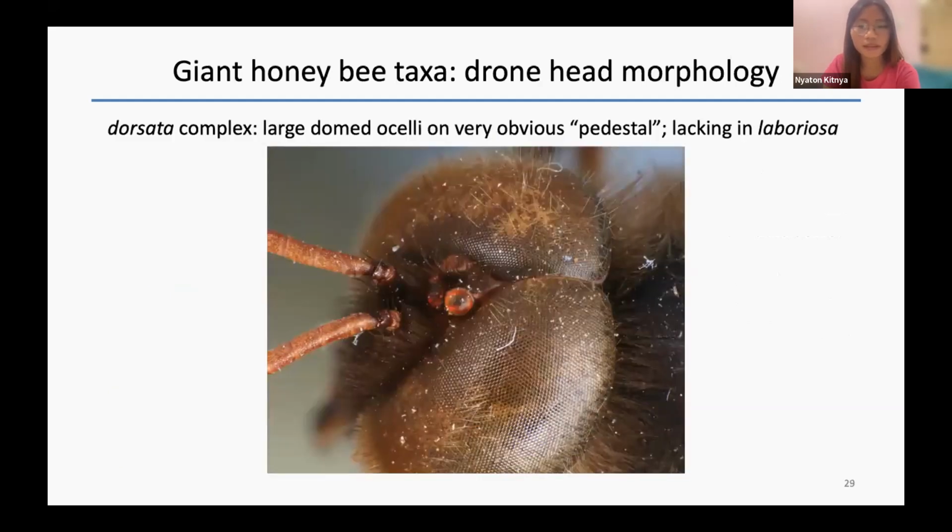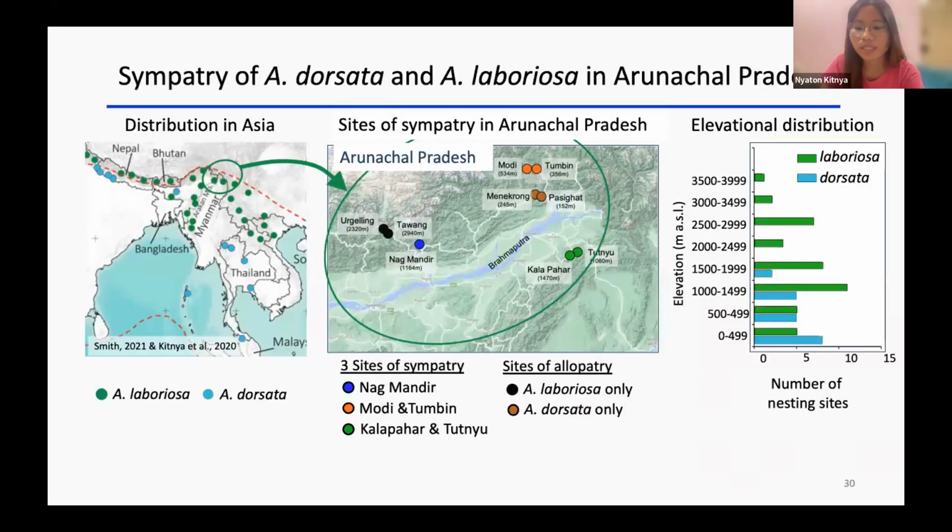Next. This is one of the pictures where we can see the structure and position of the ocelli. In the Dorsata complex, the ocelli are largely domed and very obviously on a pedestal, and this is absent in Apis laboriosa. So these are the different morphological traits that we observe in the 4 groups of the giant honeybees, and this shows that Apis laboriosa seems to be different from the other 3.